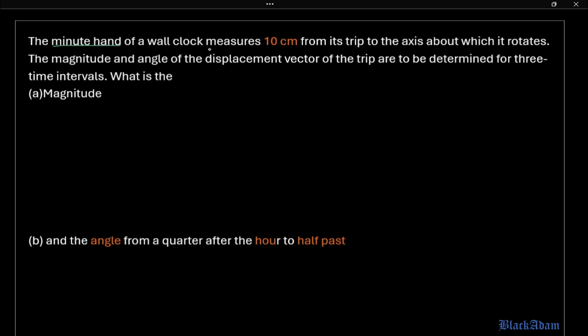Okay, welcome. We have a minute hand that measures 10 centimeters around the axis and it rotates, and the magnitude and angle of the displacement is what we need to calculate in a 3-time interval. So we have the magnitude to calculate, and then from there we have the unit vector. So we need to find the unit vector, the vector that all of this constitutes to.